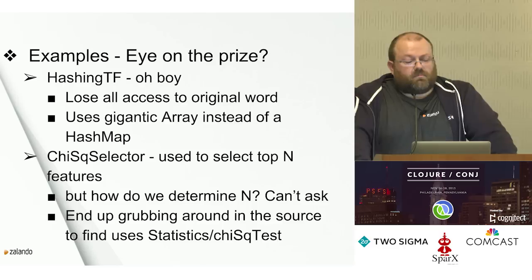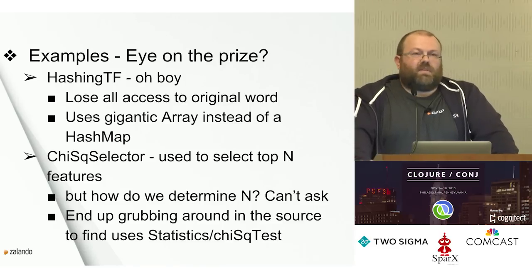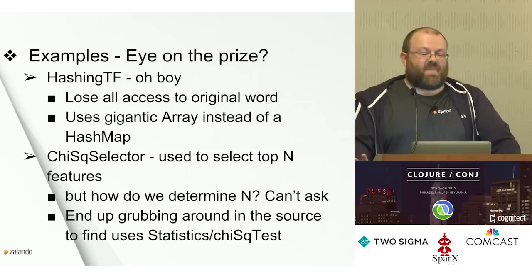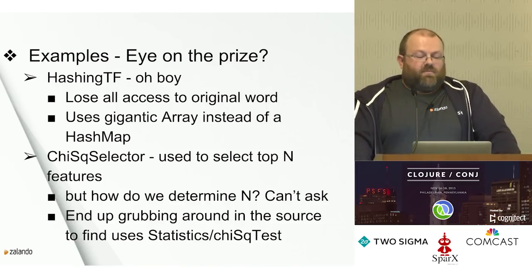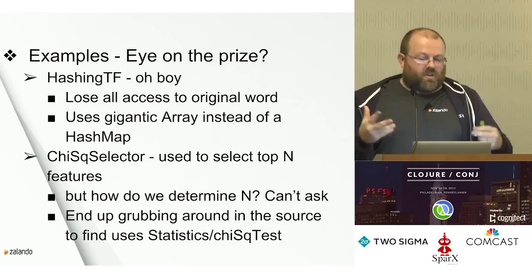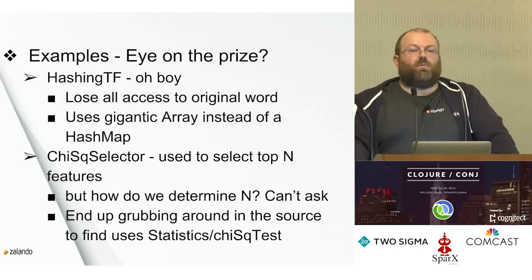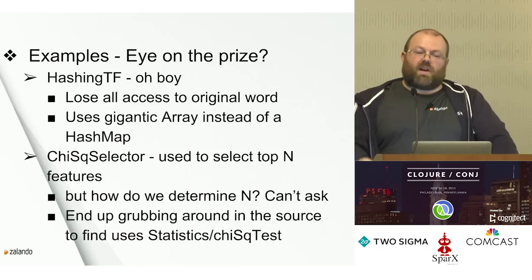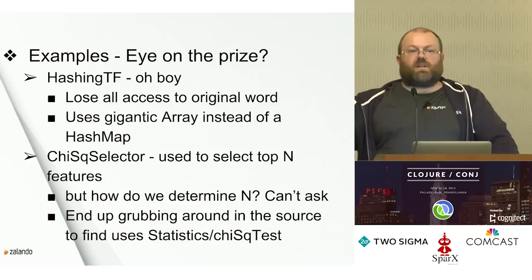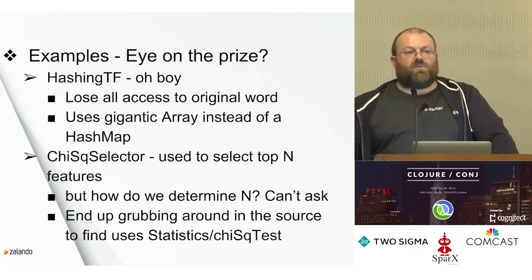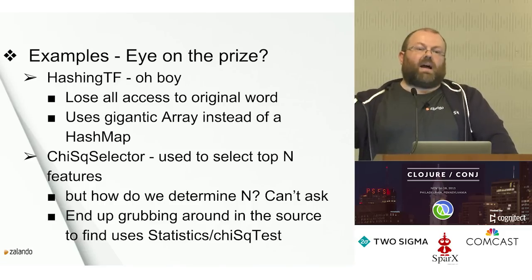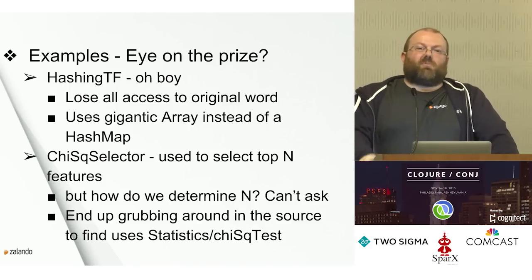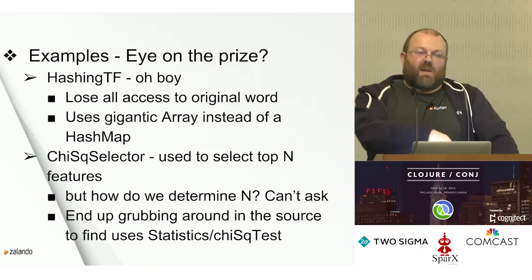For example, the functionality is all there. There's something called a chi-square test where you want to choose just a certain number of features. The chi-square selector is great. You tell it how many features you want. It uses the chi-square algorithm to compute them for you and give them back. But what if you don't know what the number is? You obviously want to be able to look at the results and then make a decision.